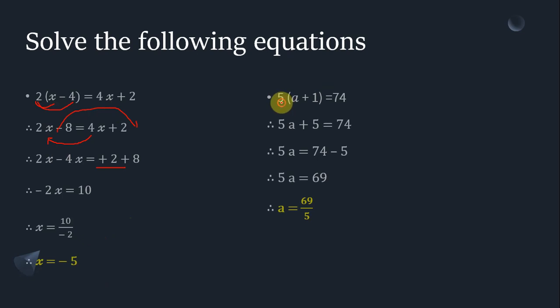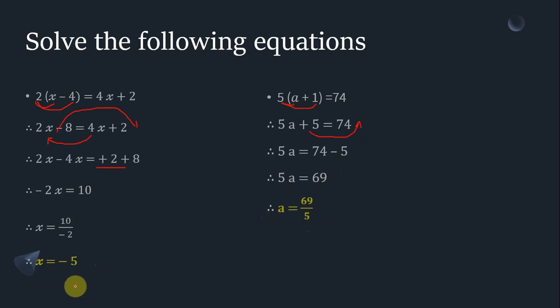Here also the same thing. Just open up the bracket first. 5a plus 5. Remember, you are going to multiply to both the terms. If you multiply only to a, and if you forgot to multiply to 1, then also it will not be correct. So 5a plus 5 equal to 74. 5 I am shifting to the right side. 5a is equal to 74 minus 5. So 5a is equal to 69 and a is equal to 69 upon 5. Now 69 is not divisible by 5, so we will keep it as it is.